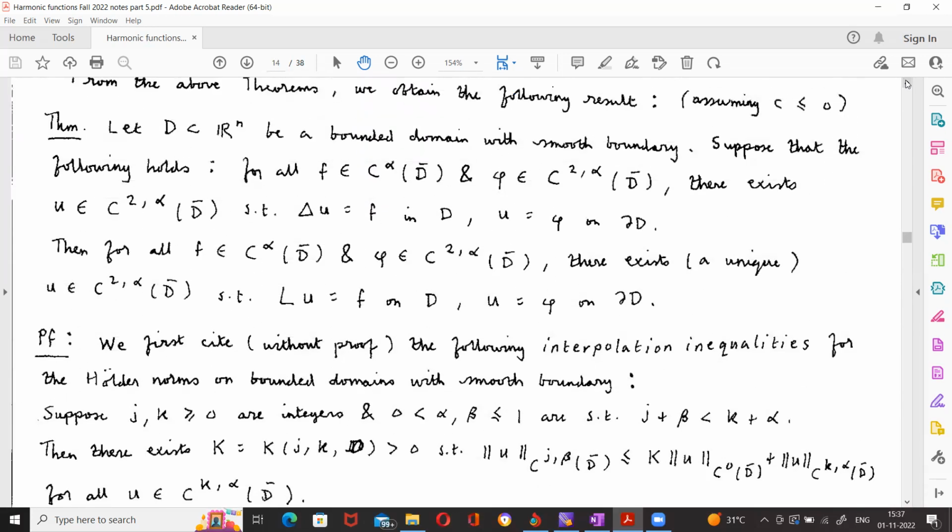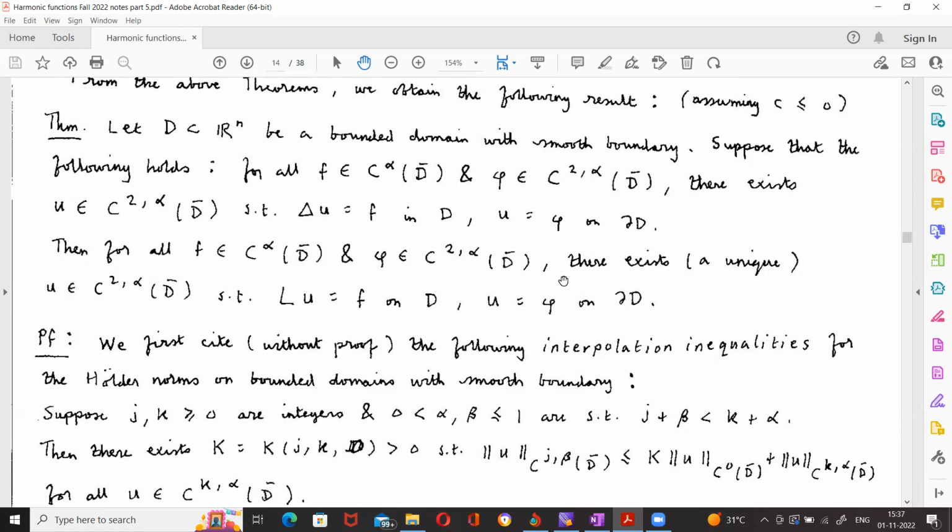One condition is the value of L inside the domain. LU is equal to F in the domain. So this is like the Poisson equation. And then what is the Dirichlet part is the boundary values, right? U is equal to a given function phi on the boundary, where this function phi, we are assuming, is C2 alpha.